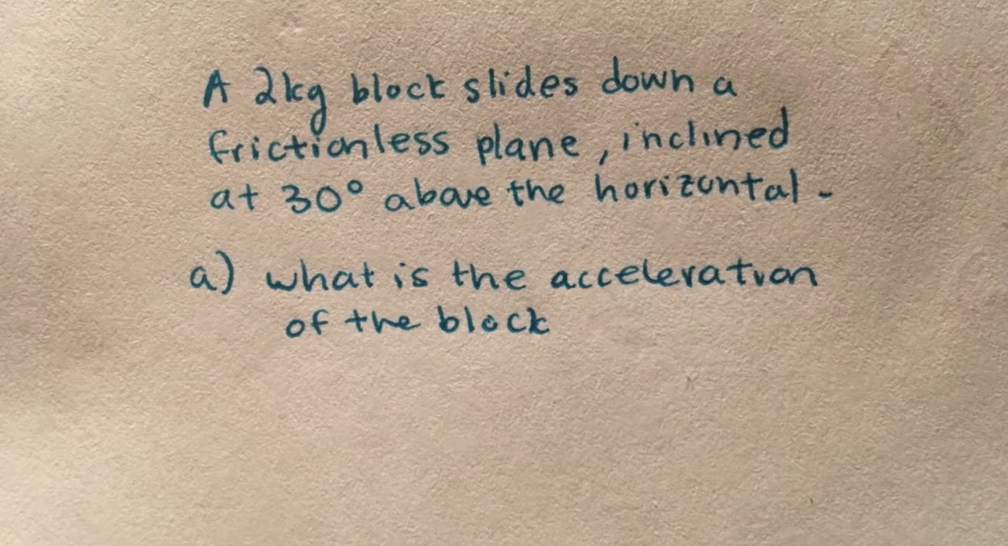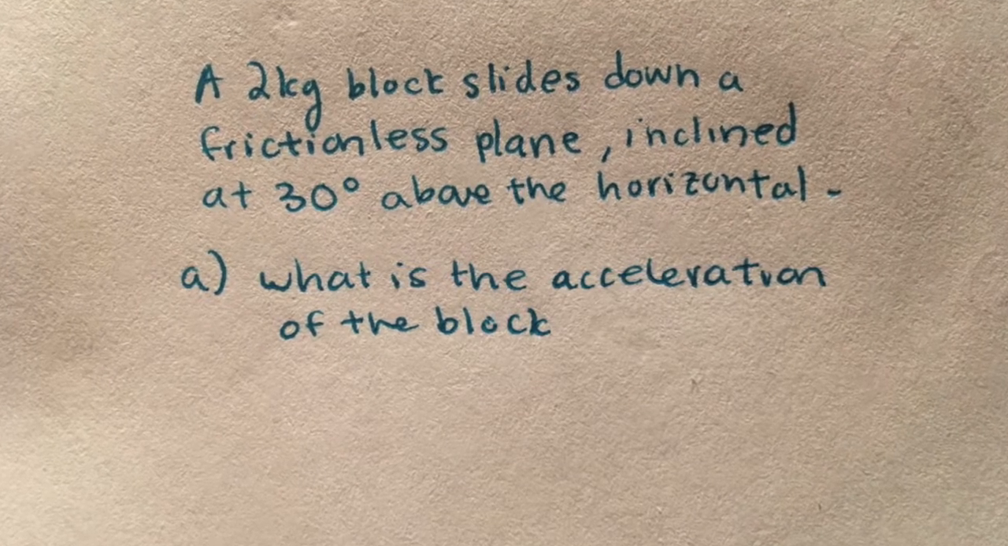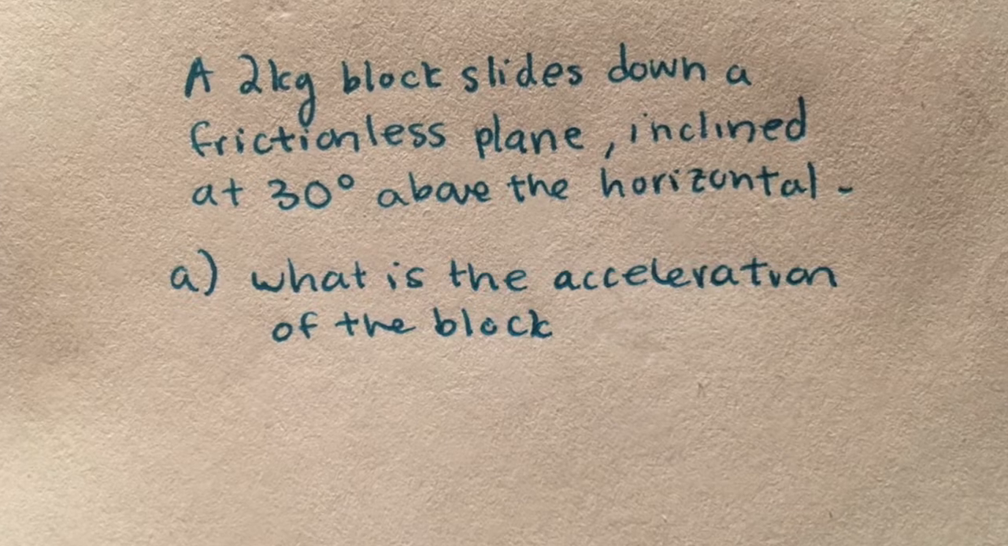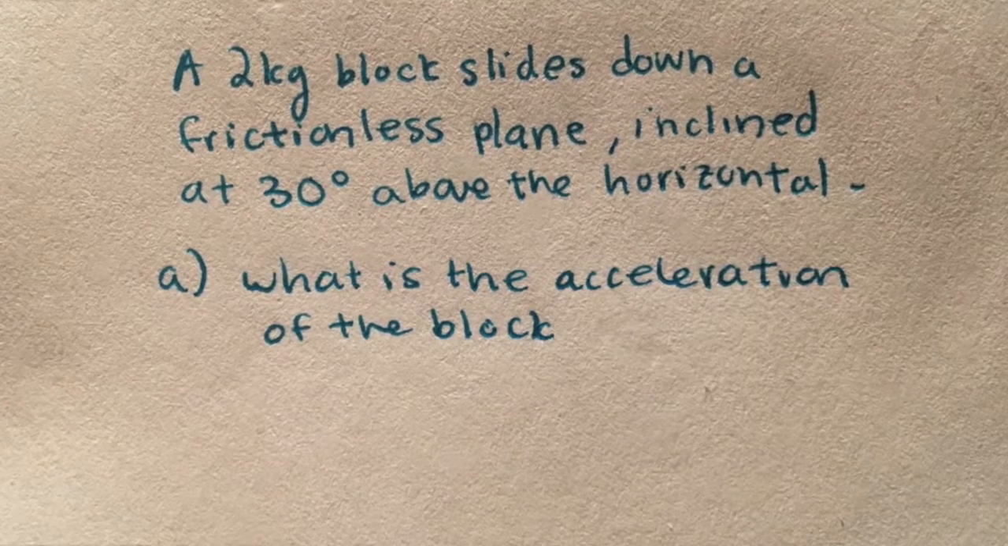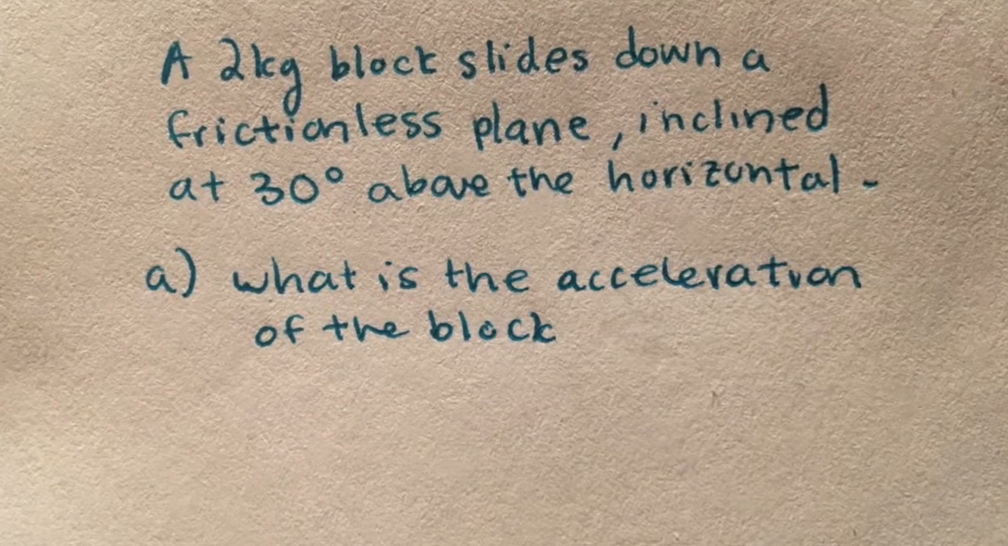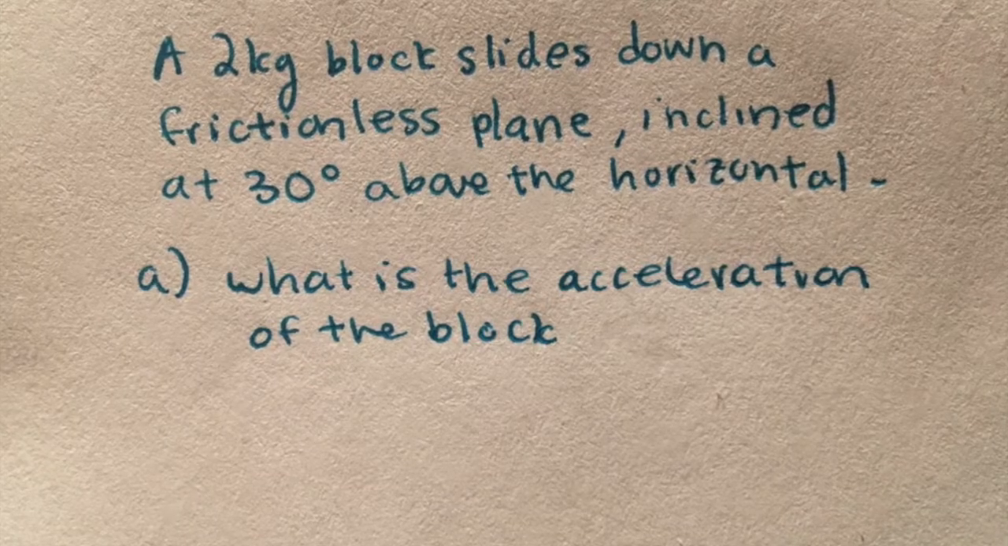A 2-kilogram block slides down a frictionless plane, inclined at 30 degrees above the horizontal. What is the acceleration of the block?